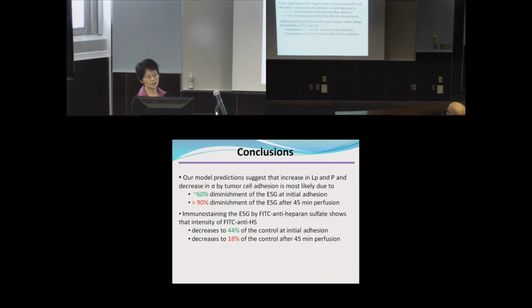So this is our conclusion. Our model predicts that the increase in LP and solute permeability and the decrease in reflection coefficient to solute by tumor cell adhesion is most likely due to the 60% degradation of the surface glycocalyx in the initial adhesion and the 90% degradation of the surface glycocalyx after 45-minute perfusion. And we use immunostaining with HS. They very much match each other: still 44% and left 18%.